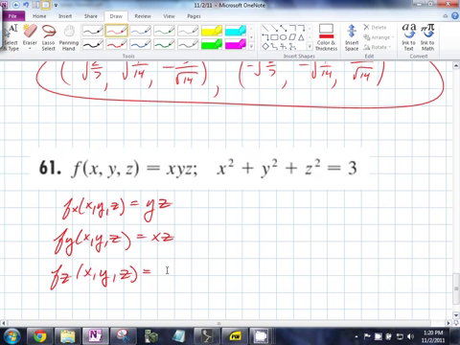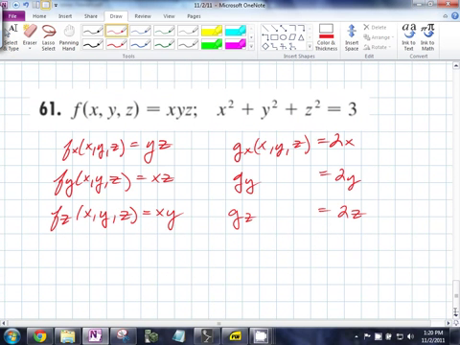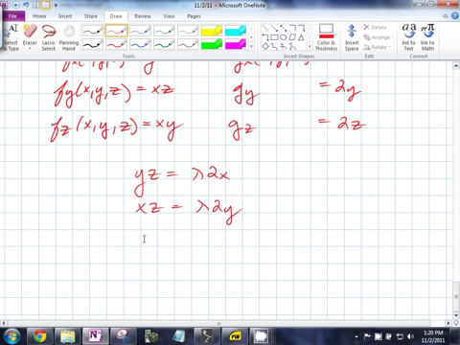And then we have gx, sorry, I just got to write all this out, is equal to 2x, gy is equal to 2y, and gz is equal to 2z. So actually write out what you know. You know that yz is equal to lambda times 2x, and you know that xz is equal to lambda times 2y, and you know that xy is equal to lambda times 2z.